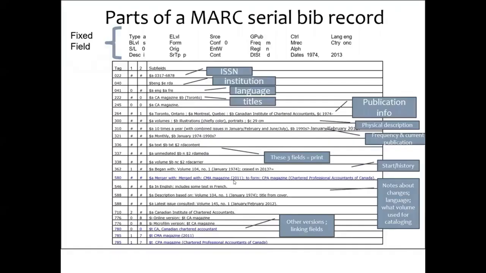So back to our example. Fixed field up at the top. And we're going to talk about all of the fixed field today. You're just going to either love it or hate it. Anyway, the 022 is our ISSN. The 040, we're just going to work our way down the record, and we're going to start the fixed field in a few minutes. The 040 is where our institution codes come into play.